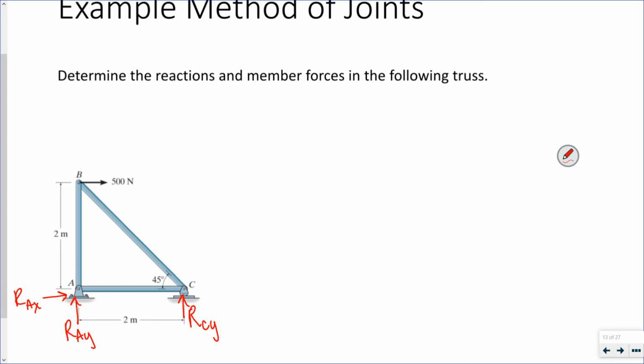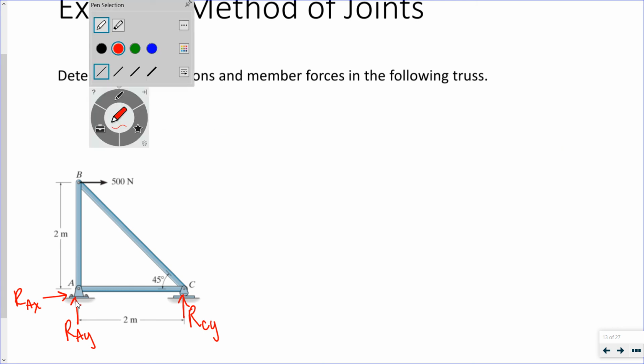So I'm going to start with B. Actually, I could start with A, but let's start with B. Let's start with A here. And we'll see why we can't start with it. You've probably figured it out by now. But let's look at equilibrium at A.